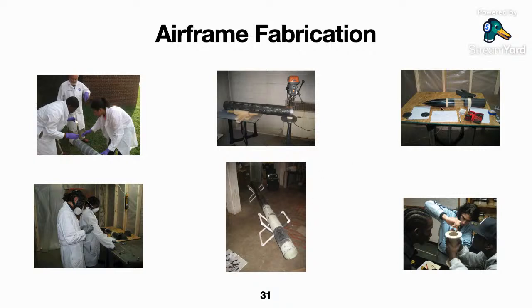And this is an upper part. The reason why we have a clear section is we had a camera in there to be able to make a movie from the rocket. And this is, I'm not going to think of his name right at the moment, but anyway, he's gone on to being an astrophysicist, but anyway, he is putting together the motor mount for the airframe.